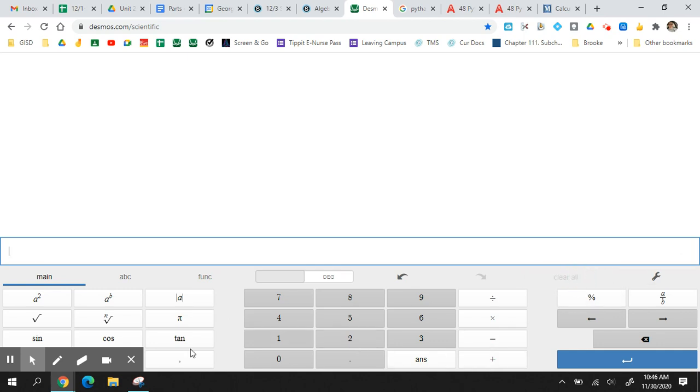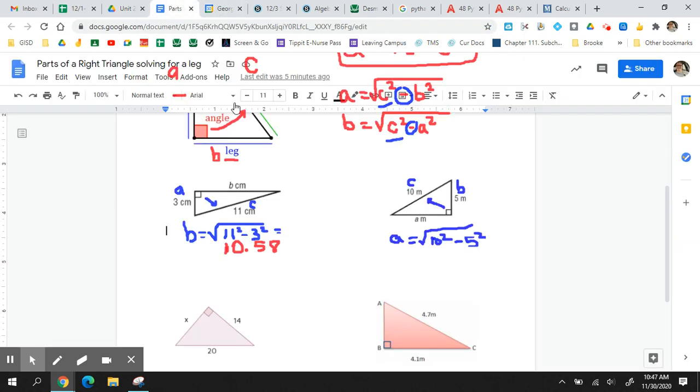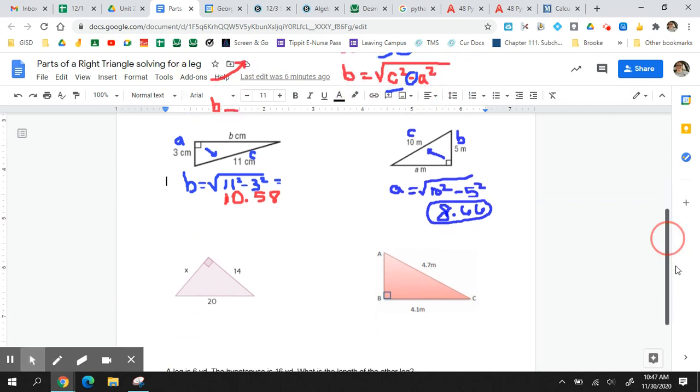Whoops, and of course it messes up. Okay, let's see. 10 squared minus 5 squared. Okay, it's really important that all of that is underneath that square root sign, and you get 8.66. So let's go over here, and our answer was 8.66. That's a horrible 8. Let me try and fix that. There we go. Okay. Got a couple more examples. Let me scroll down.